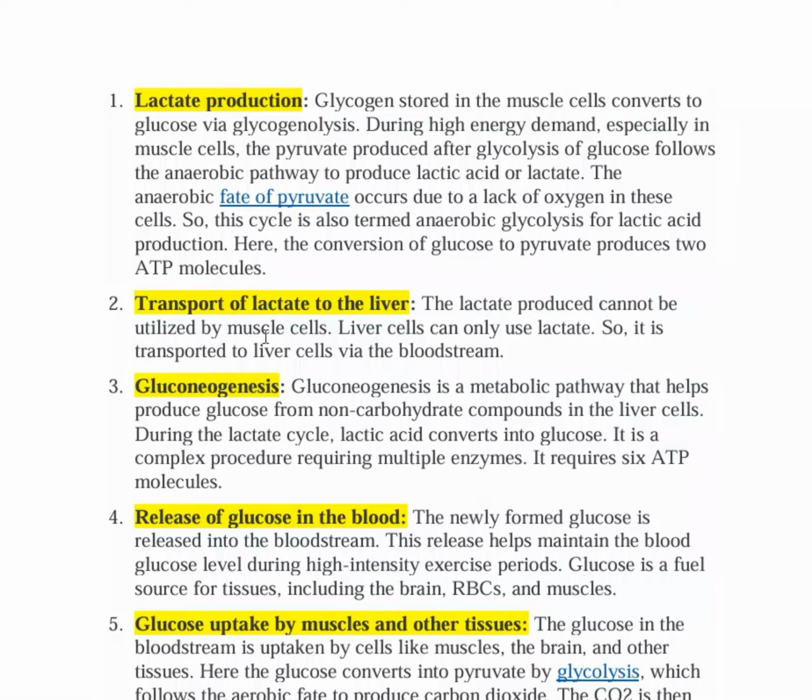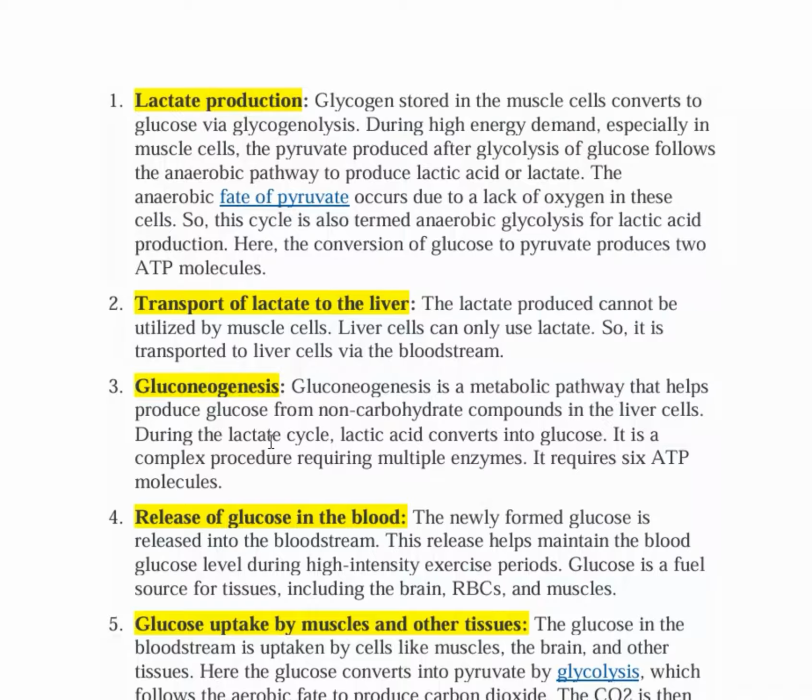The second step is the transport of lactic acid to the liver. The lactate produced cannot be utilized in the muscles, but liver cells can use lactic acid, so it is transported to the liver via the bloodstream. After that, gluconeogenesis happens. What is gluconeogenesis? It is the synthesis of new carbohydrate from non-carbohydrate molecules. This metabolic pathway helps to produce glucose from non-carbohydrate compounds like lactate.